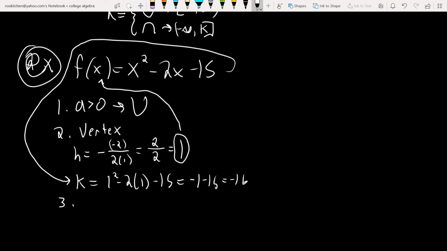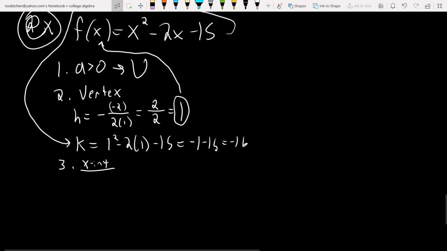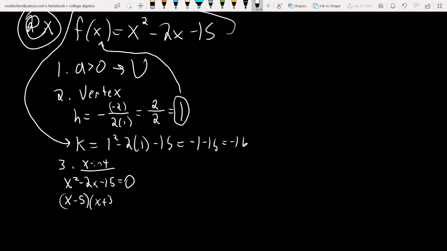Okay, x and y intercepts. For the x-intercept, you let y equal 0. Sometimes you have to use the quadratic formula. I think this one's going to be easy though. So x minus 5 times x plus 3 is 0, so x equals 5 or x equals negative 3. For your y-intercept, you let x equal 0, so in this case y will be negative 15.